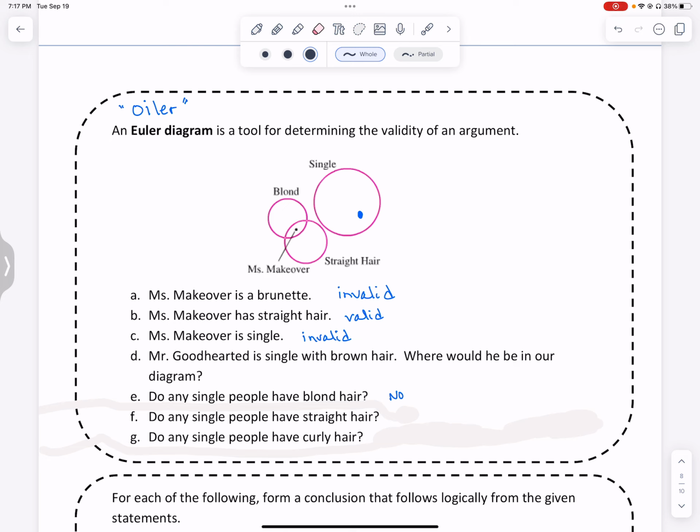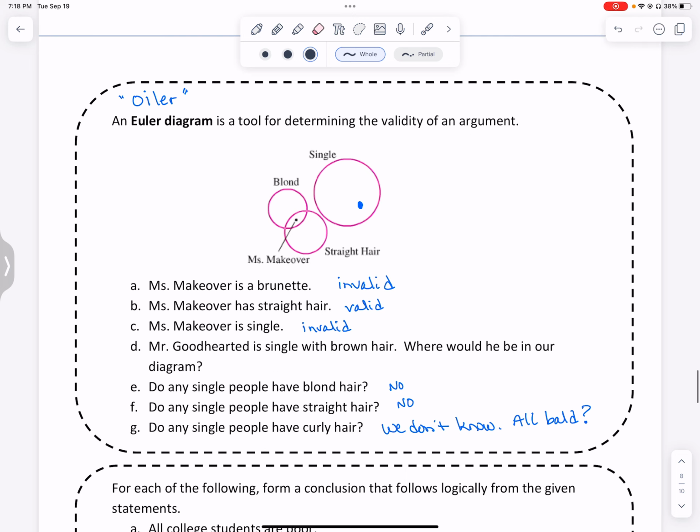Do any single people have straight hair? Remember where our straight-haired people are. They're right here. There's no intersection. So nope. Do any single people have curly hair? Well, there's not a circle for curly hair. So we don't know. They could all be bald for all we know. So anyway, okay, so that's an Euler diagram that we could use for an argument.